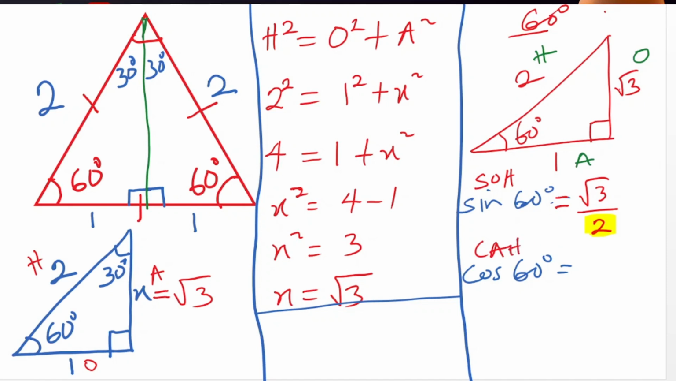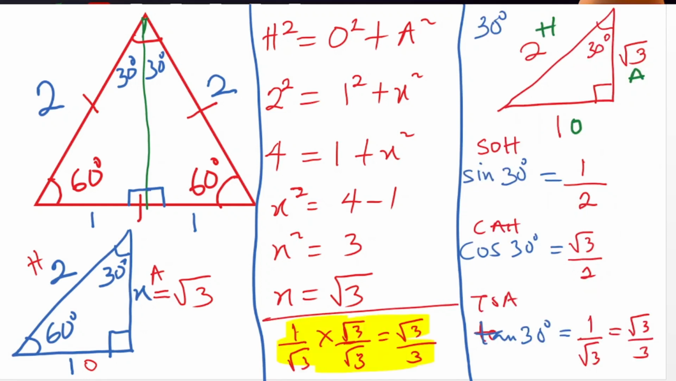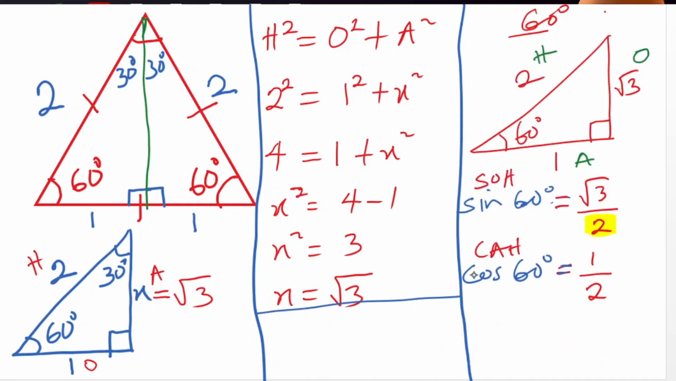So cos, which means adjacent over hypotenuse. Adjacent in this case is 1, and the hypotenuse is what? 2. So you can see now that sine 30 degrees is the same thing as cos 60 degrees, as you can see now.